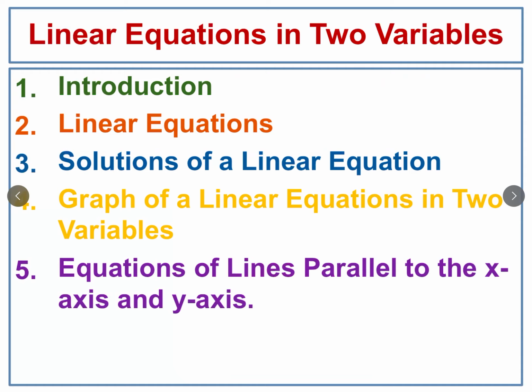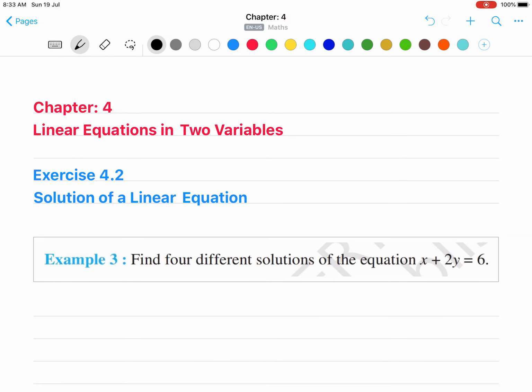The chapter number 4, linear equations in two variables, is divided into a total of 5 subtopics, out of which we have already covered the first 2 subtopics in the previous session. Today we are going to look at the solutions of linear equations. Okay, we'll do some examples, then we'll move to exercise 4.2. Let's start with the examples.